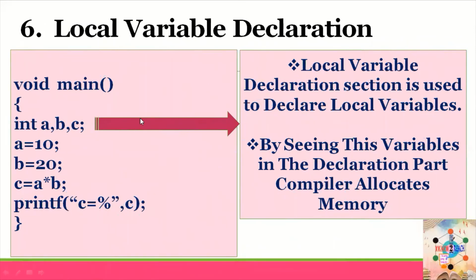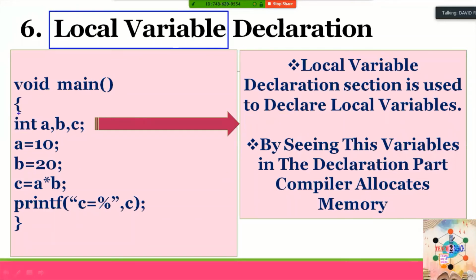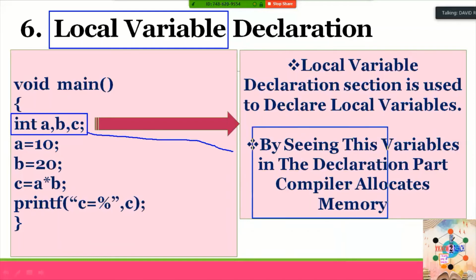Then coming to the local variable declaration section. This section comes under the main function, that is this one, int a comma b comma c. These three are variables called local variables, declared under main. This section is called the local variable declaration section, which is used to declare local variables. Once the compiler encounters these variables, immediately the compiler allocates memory for all these variables. That is about the local variable declaration section.